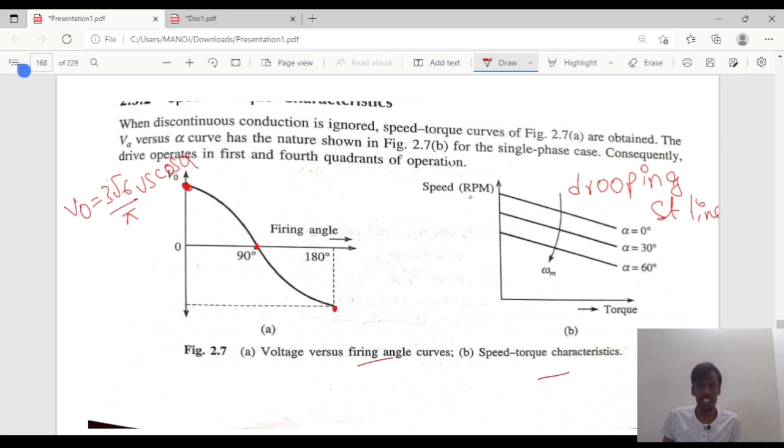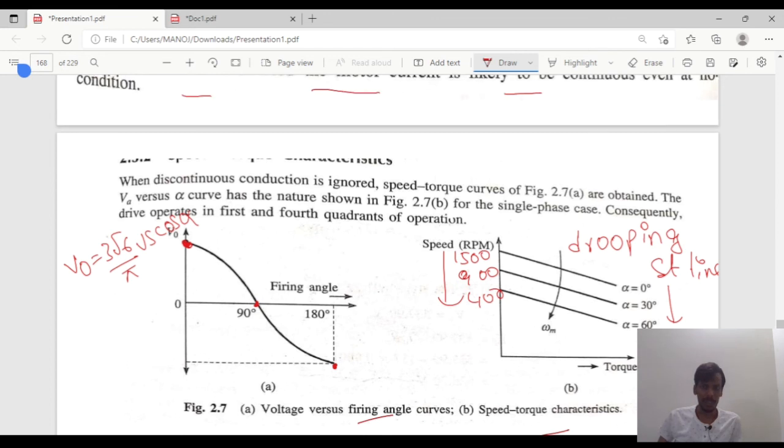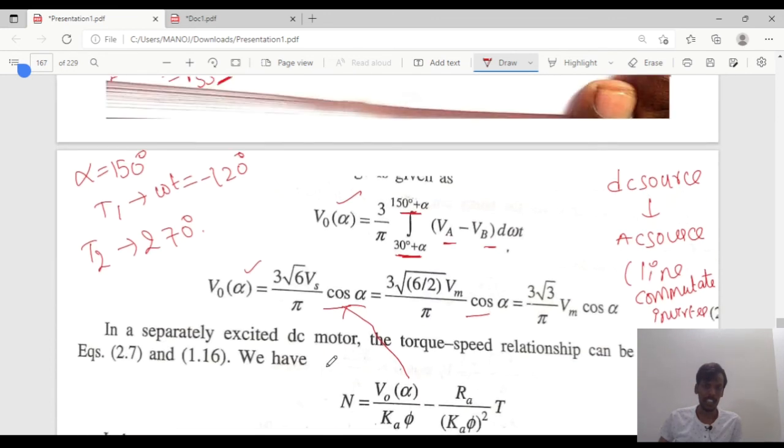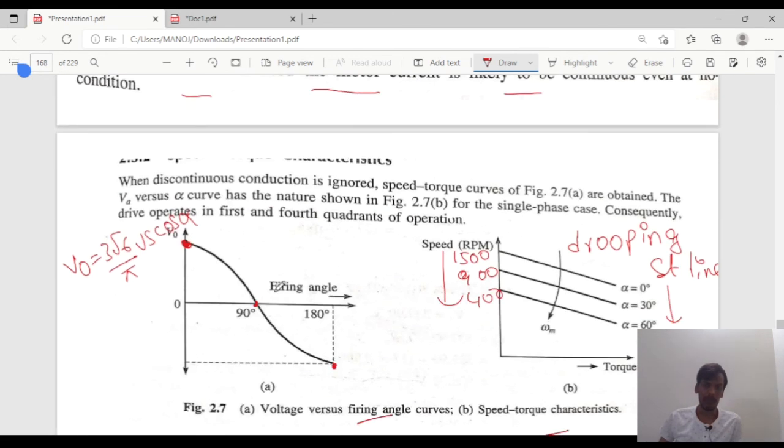While changing the speed from 1500 to 900 to 400, as the speed decreases, the firing angle is also decreased. So these are the speed torque characteristics of the 3-phase full converter. The speed torque characteristics are similar to those of the single phase full converter.